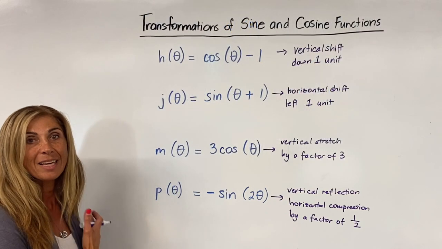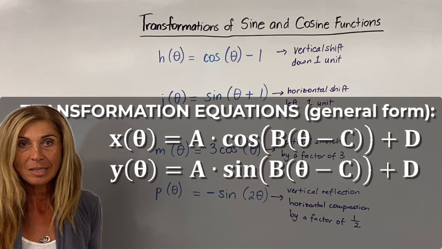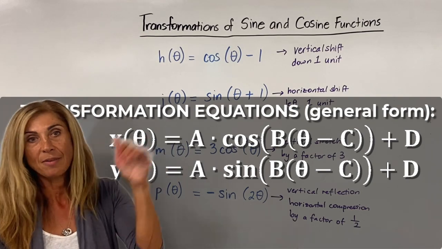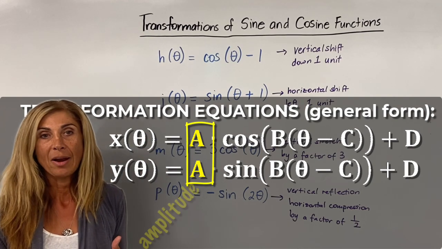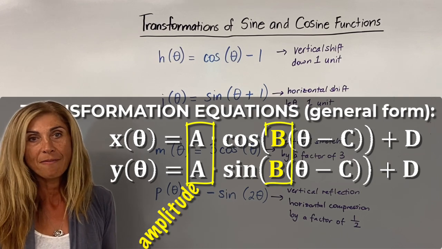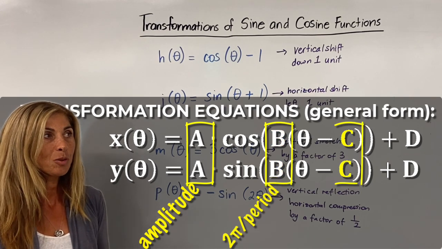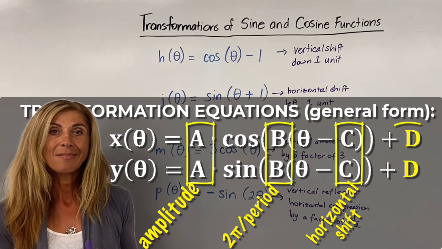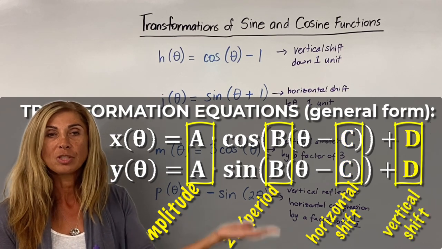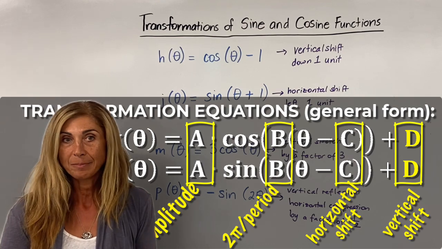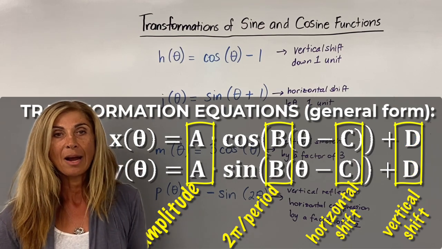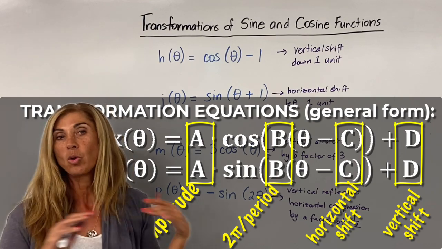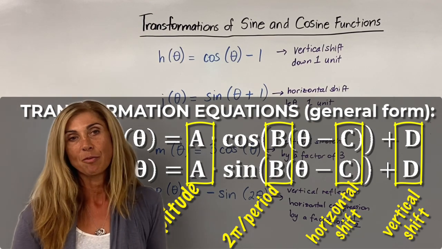If we look at the general transformation, that tells us what is being affected by each one of these values. Our A value affects our amplitude. Our B value affects the period. Our C value tells us how much we've shifted horizontally. And our D value tells us how much we shifted vertically, which affects our midline. We're going to use those features in our upcoming video, which looks at a thinking problem that incorporates all of these in an expansive problem.